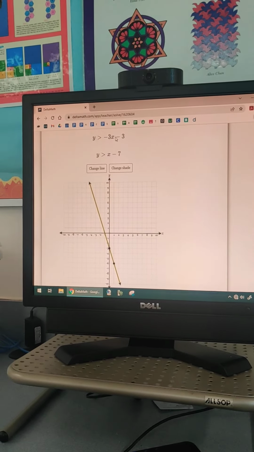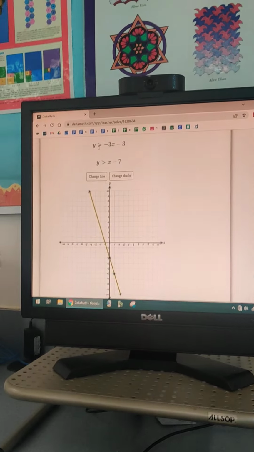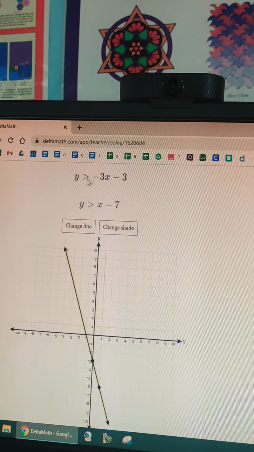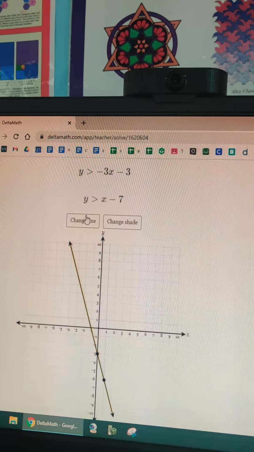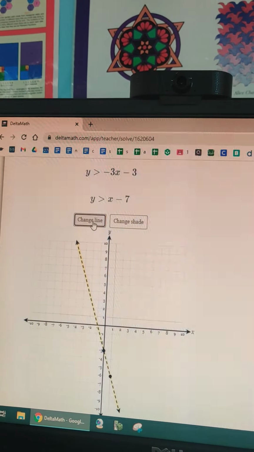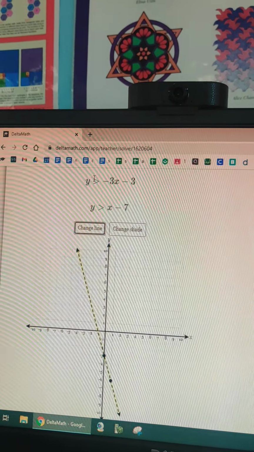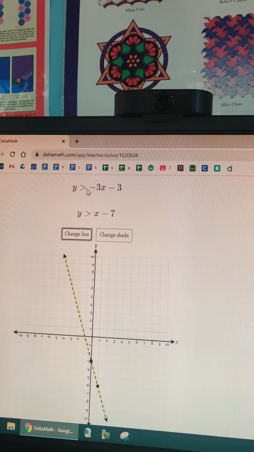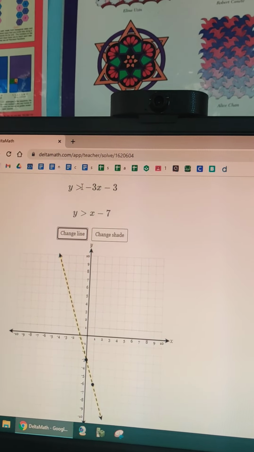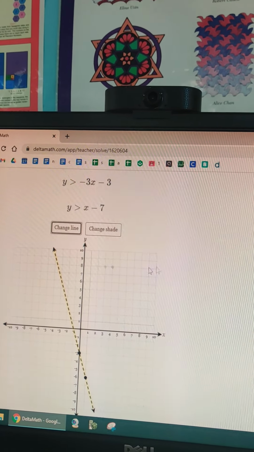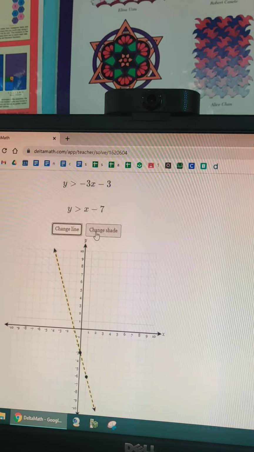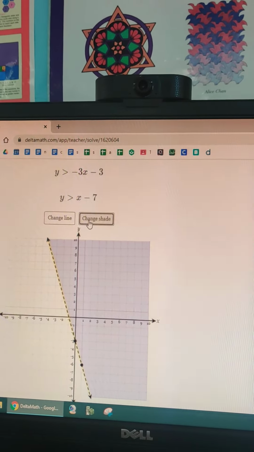Now let's look back at this. The fact that there's no line here tells me that this is a dotted line. So I got to change that line. It's nice and dotted now. What about this greater than? The arrow is pointing to the right. That means it's above the line, the shading. That means it's over here somewhere. So I want to change the shade, and that's good.